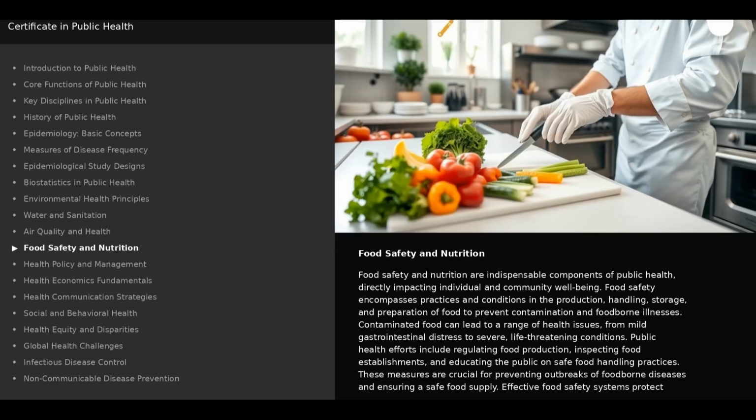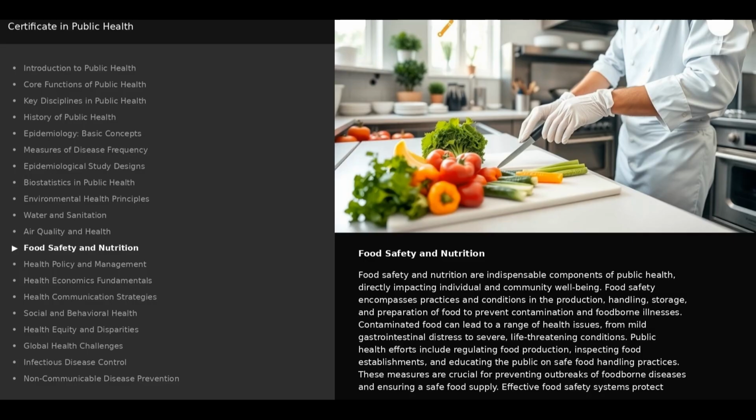Food safety and nutrition. Food safety and nutrition are indispensable components of public health, directly impacting individual and community well-being. Food safety encompasses practices and conditions in the production, handling, storage, and preparation of food to prevent contamination and foodborne illnesses. Contaminated food can lead to a range of health issues, from mild gastrointestinal distress to severe, life-threatening conditions. Public health efforts include regulating food production, inspecting food establishments, and educating the public on safe food handling practices.